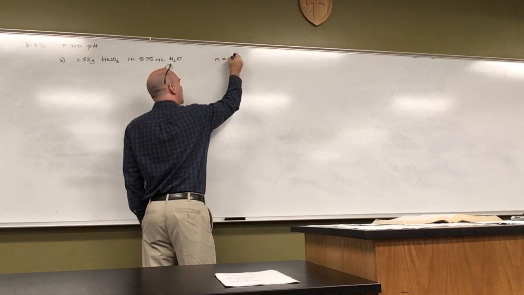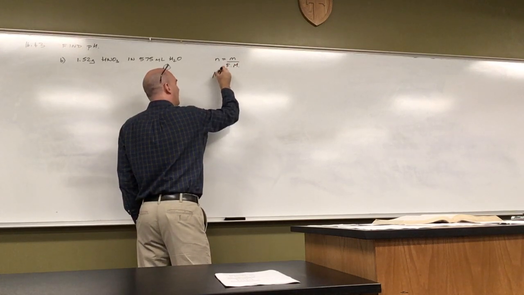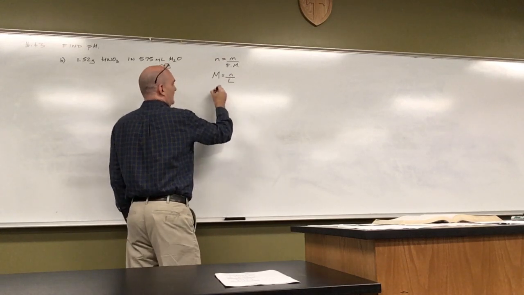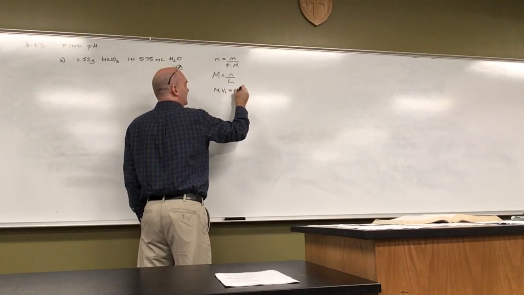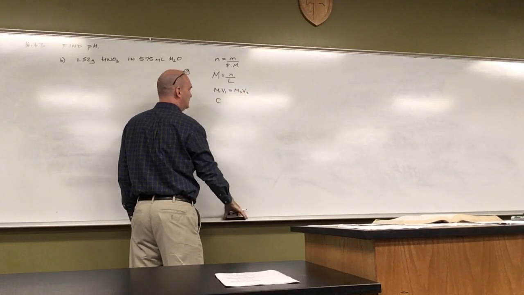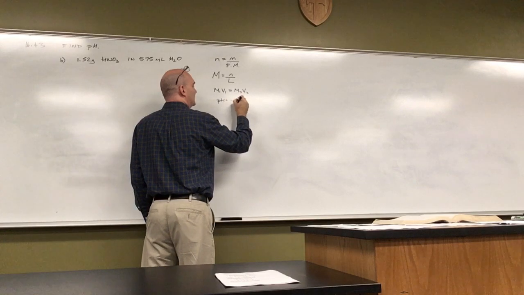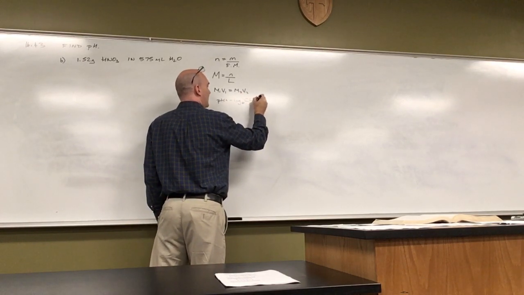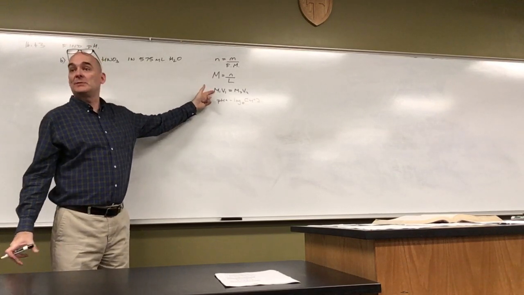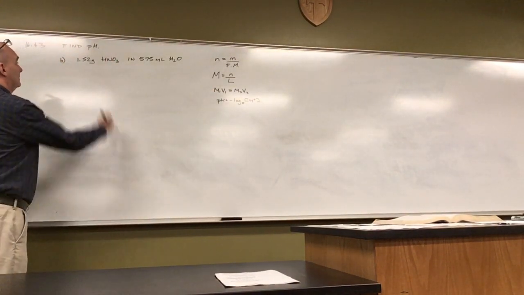Number of moles is mass divided by formula mass. Molarity is moles per liter. M1 V1 equals M2 V2, and pH is negative log to the base 10 of the H plus concentration. For this first one, we don't need the M1 V1 equals M2 V2, but we will need it for the fourth one.